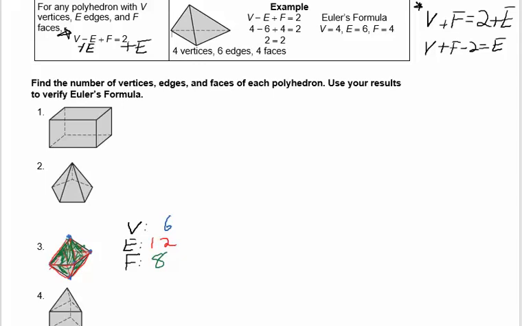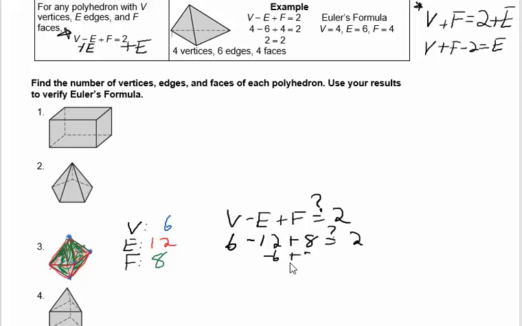Now we're going to use Euler's formula and verify that we get 2. If we don't get 2 when we take V minus E plus F, then recount and see where your mistake is, because if it doesn't equal 2, then you made a mistake. So I'm going to take V minus E plus F equals 2. I want to see if it equals 2. It's like checking. So V is 6, E is 12, F is 8, and I want to see, does that equal 2? 6 minus 12 is negative 6 plus 8.